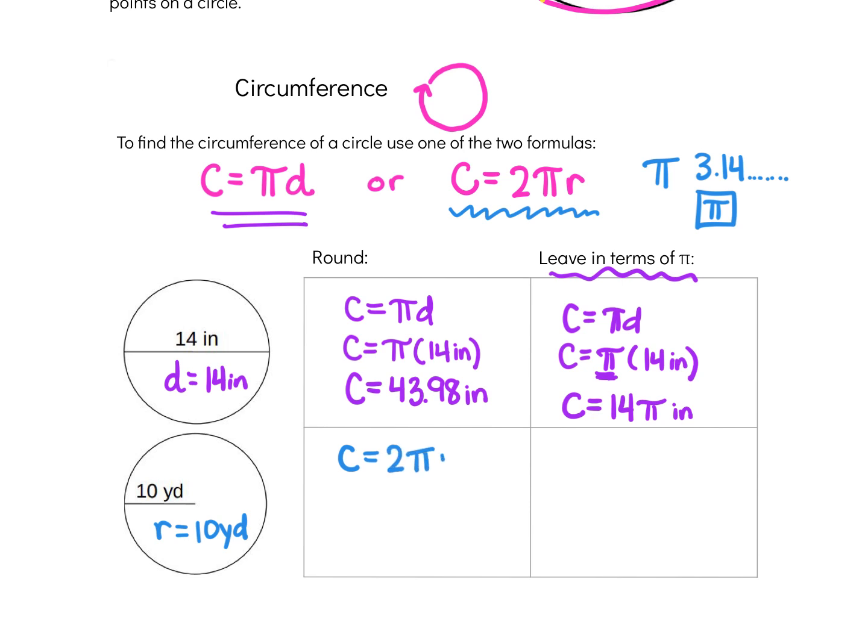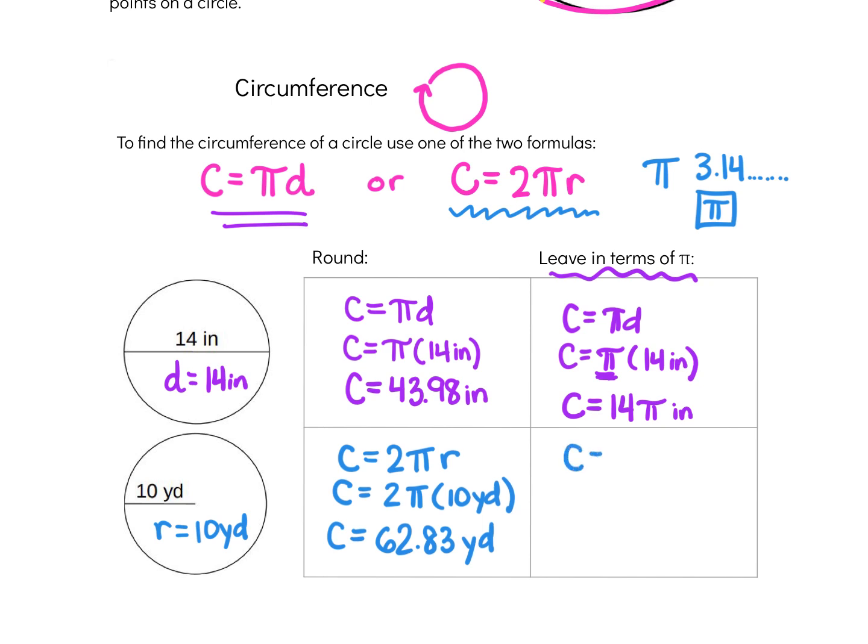So we have 2 pi r right here. Formula, then I'm going to substitute in what I know, and I know that the radius is 10 yards. I am going to plug this in my calculator. 2 times pi, using the pi button, times 10. Again, it's going to give me as many digits as my calculator can give me. Let's round this to the nearest hundredth. So this is going to be 62.83 yards.